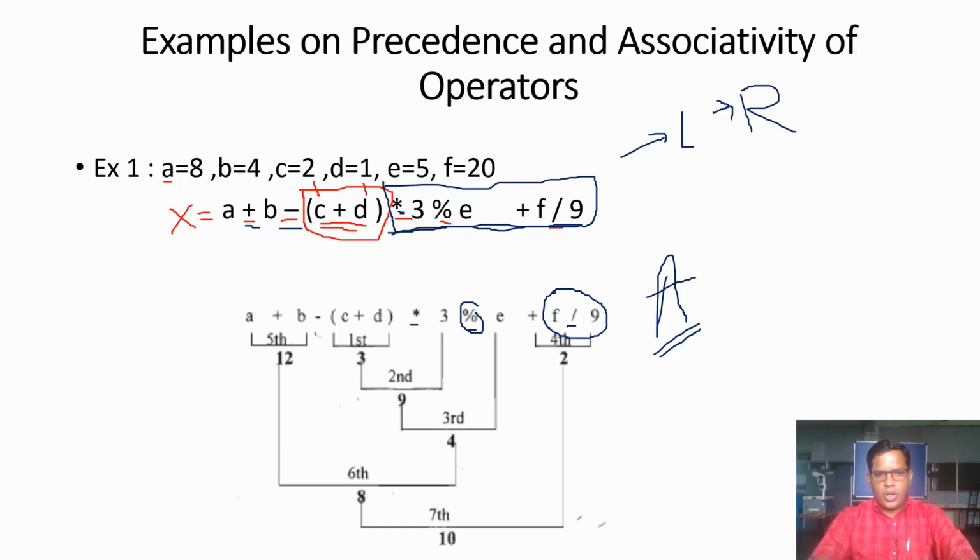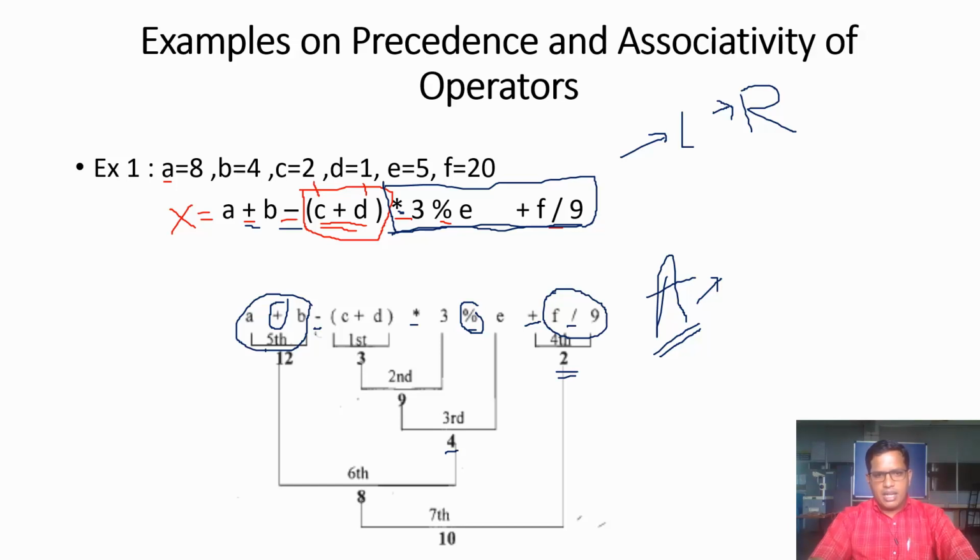So in the third step we obtain the result as 4, and in the fourth step we obtain the result as 2. Then the compiler checks the addition and subtraction operations. As the addition and subtraction operators have the same priority, the associativity is again from left to right, so first A plus B is done. This is the fifth operation, and the obtained result is now added with the result obtained from F by 9.